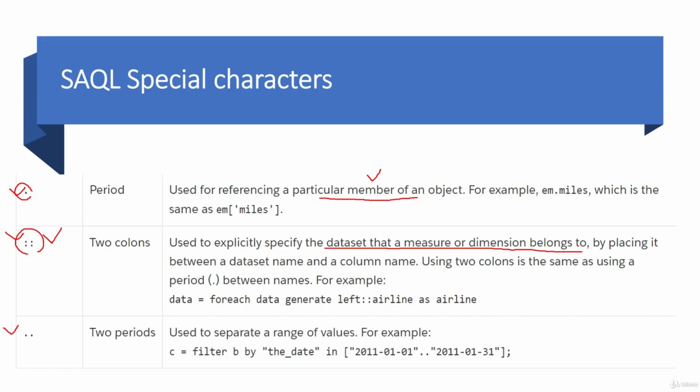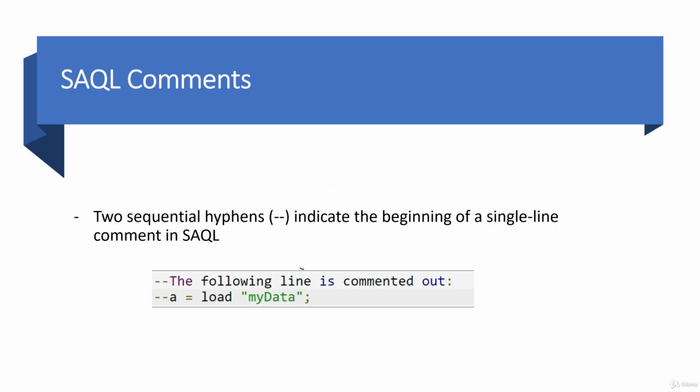In the same way, you have the double period, used to separate a range of values. For example, I want to get opportunities which close from 2010 to 2020. Instead of writing 2010, 11, 12 like this, I can give a range. In this example, I want to get some data from a particular date range, like January 1st to 31st January. To define the complete range, I can use these periods. These are nothing but some special characters we use. And whenever I want to use a comment, I can simply use a double dash, or you can say sequential hyphens.